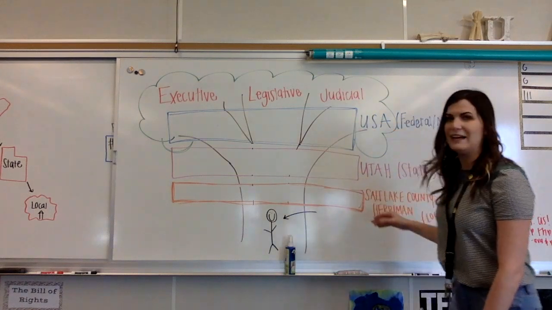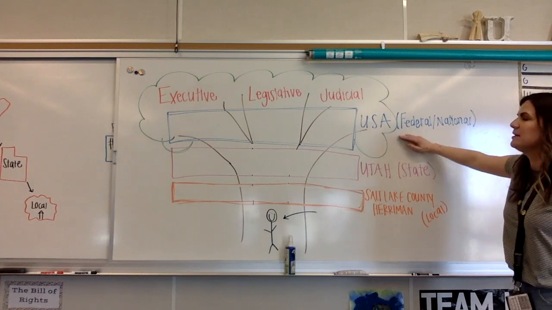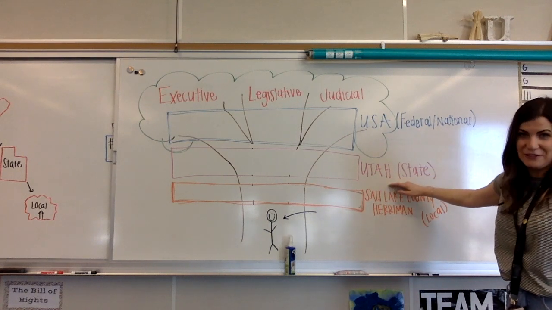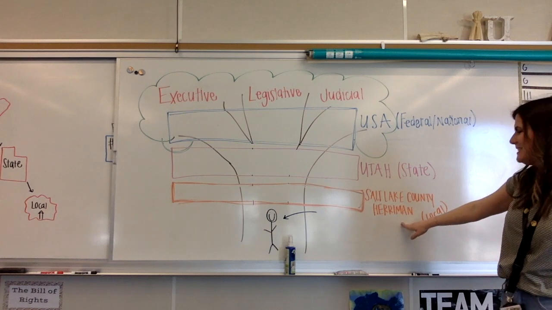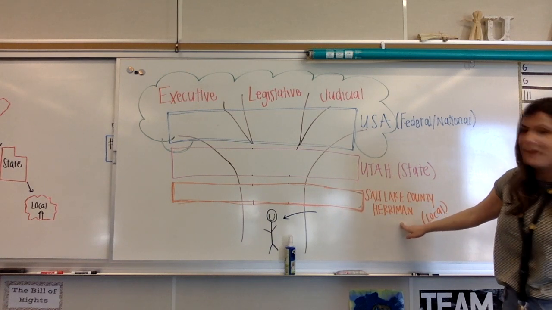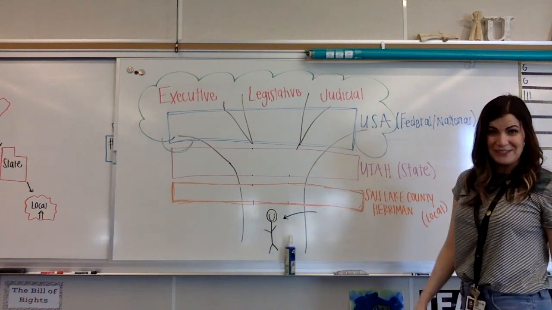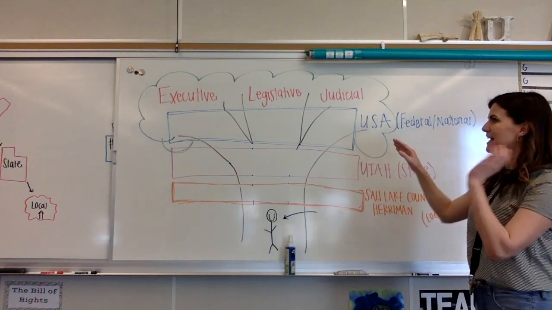Now, every single level, I wrote the different levels on here. We have our United States level, our federal or national level. Then we have our state level of government. And last but not least, your local government. And each of these branches can be found within the different levels, okay? So this is kind of how they get combined.